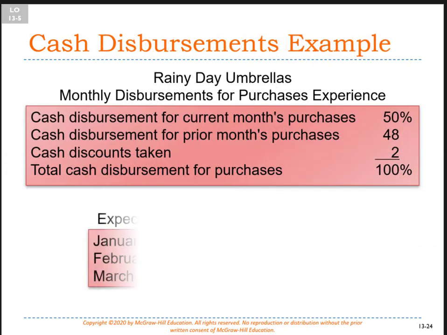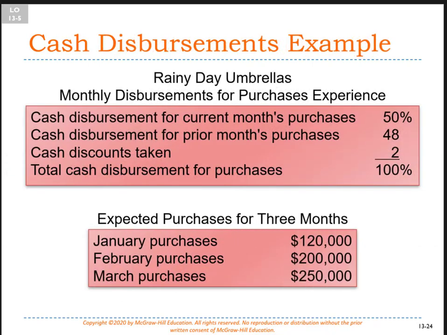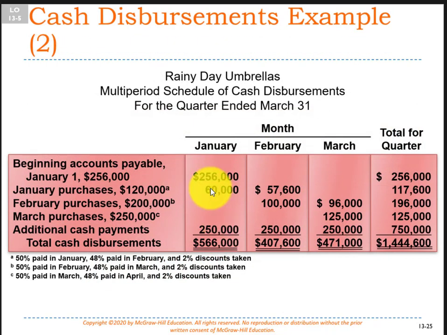Now the same thing happens on the cash disbursement side. Pay 50% in the current month, 50% next month, and then you're going to take a discount, let's say. Assume that we're going to take it on all of our purchases. So the $120,000 of January purchases, we're going to pay $60,000 of it in January. The other 48% in February, and then 2% we're never going to pay. So this is how that might play out.